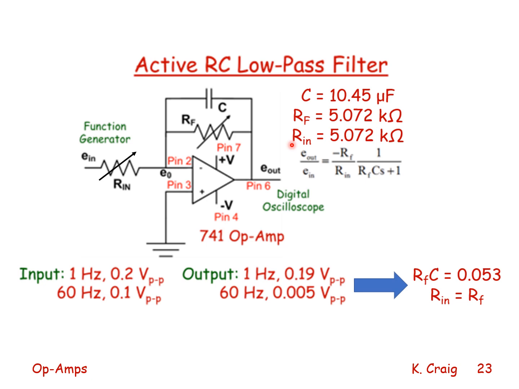Ideal op-amp assumptions lead to this result for my transfer function. So you see that I can set the time constant for my low-pass filter, RF times C, by a choice of RF and C, but I can set the input impedance of my low-pass filter by a choice of the combination RF and Rin. Let's verify our design in hardware.